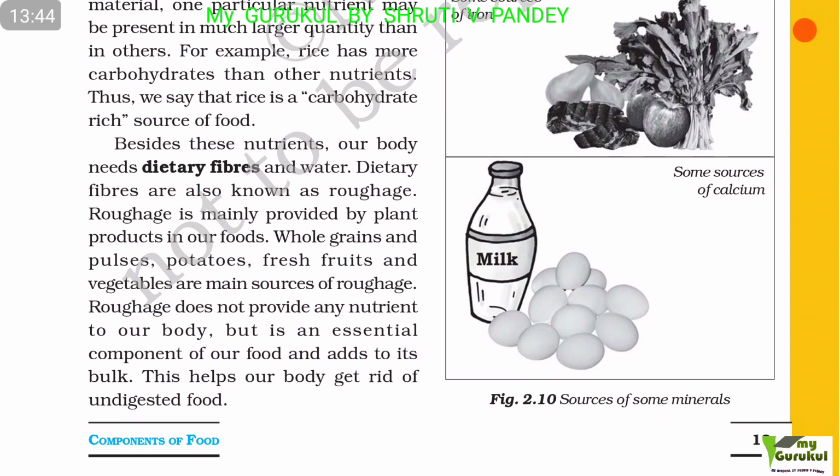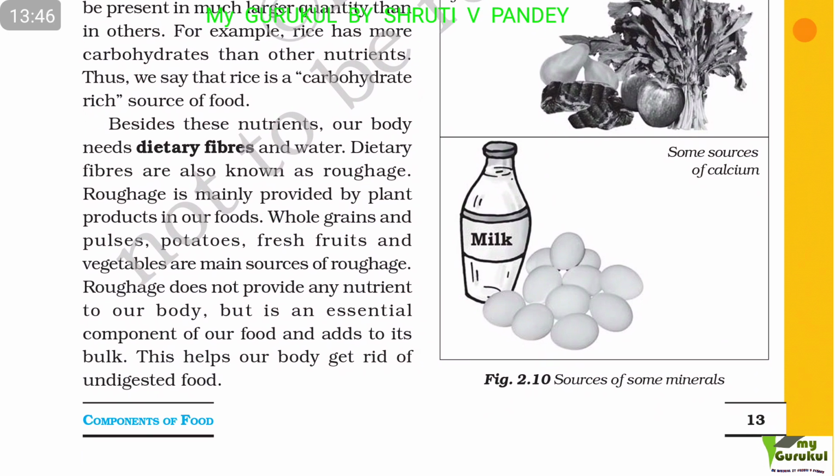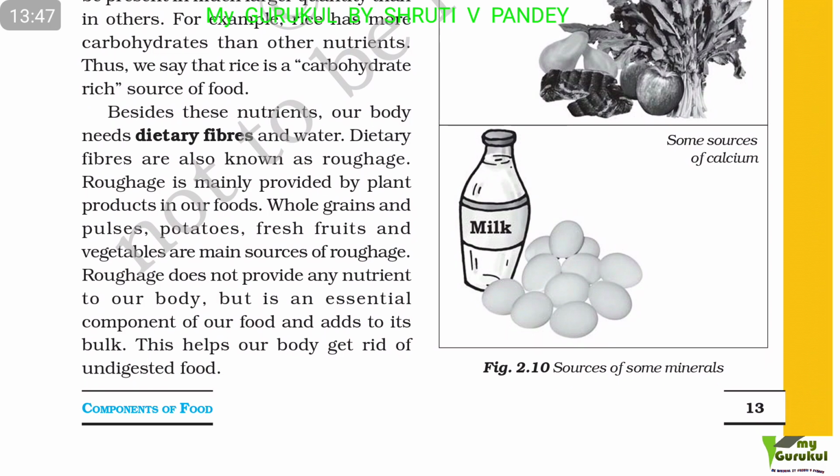Besides these nutrients, our body needs dietary fibers and water. Dietary fibers are also known as roughage. Roughage is mainly provided by plant products in our foods. Whole grains and pulses, potatoes, fresh fruits and vegetables are main source of roughage.